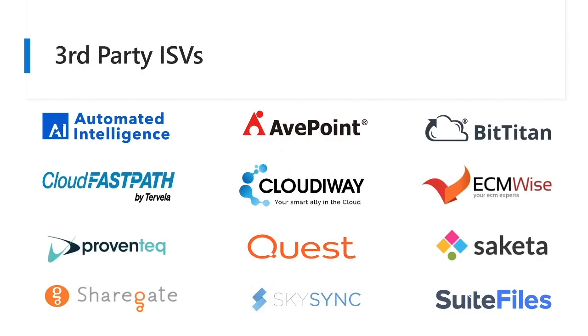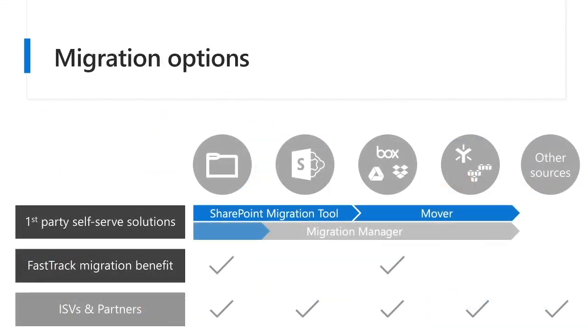And for all other migration needs, we have a great ecosystem of third-party ISVs that can help you with all your migration projects. So just to summarize all the options, we have first-party tools that you can leverage to self-serve your own migration between the SharePoint migration tool, Mover, and now having the Migration Manager as a unified experience, currently supporting FileShare, and eventually we'll keep adding additional support. Fast Track can help you with FileShare and some of the cloud scenarios, and ISVs and partners will help you with other sources as well.